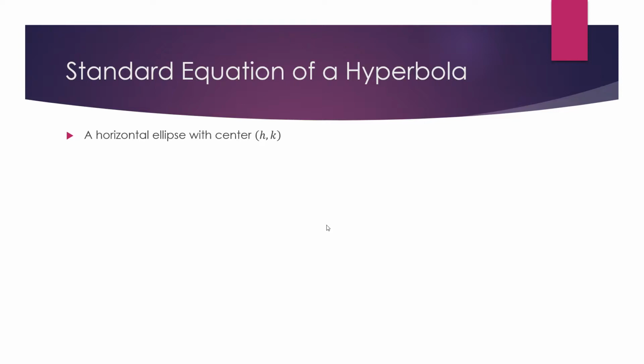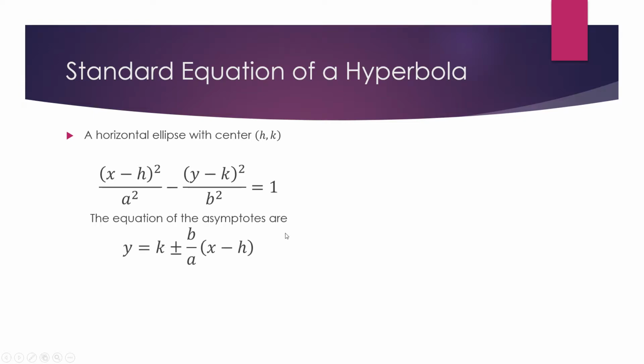The standard equation of a horizontal hyperbola with a center at h comma k has the equation x minus h quantity squared over a squared minus y minus k quantity squared over b squared is equal to 1. The equations of the asymptotes would be y equals k plus and minus b over a times the quantity x minus h.